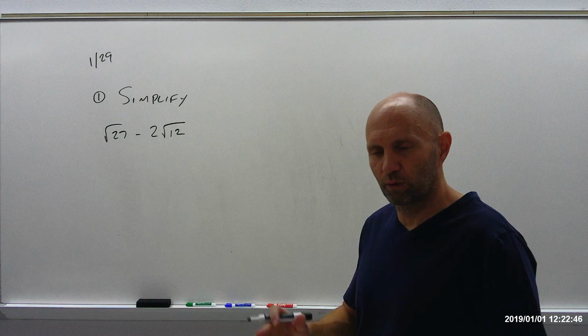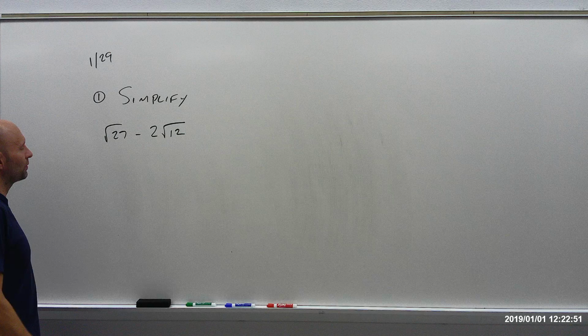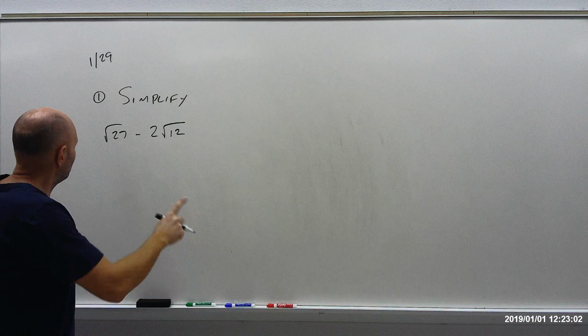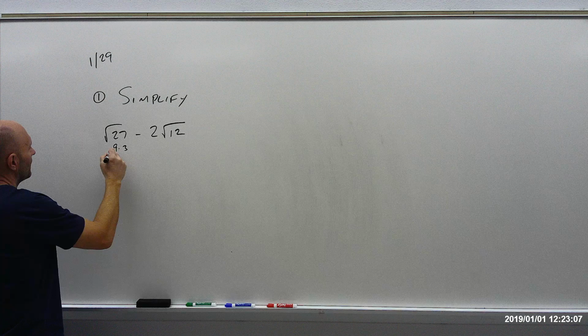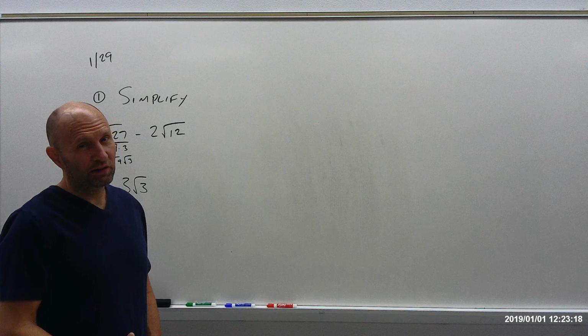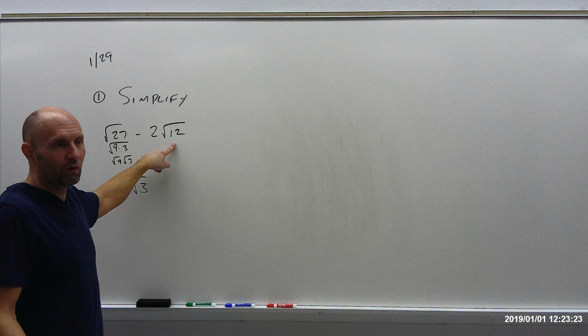So right from the get-go, there's nothing I can do with this problem. Yes, they're both square roots, but I have square root of 27 and square root of 12, so I can't do anything. However, using my radical rules, I can simplify them. Because square root of 27 is what? I can break this into 9 times 3. So this is square root of 9 times square root of 3. Square root of 9 is 3. So this guy ends up 3 root 3. And this actually helps me because now I know the only way I'm going to be able to combine this is if I can convert 12 to have a square root of 3 as well. And that's what? That's 4 times 3.